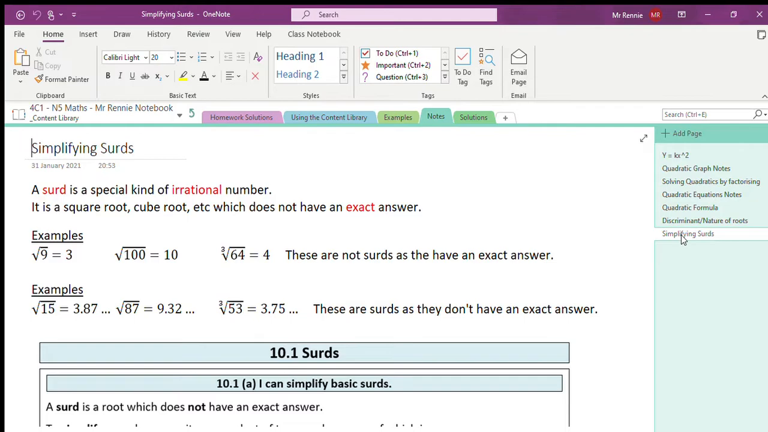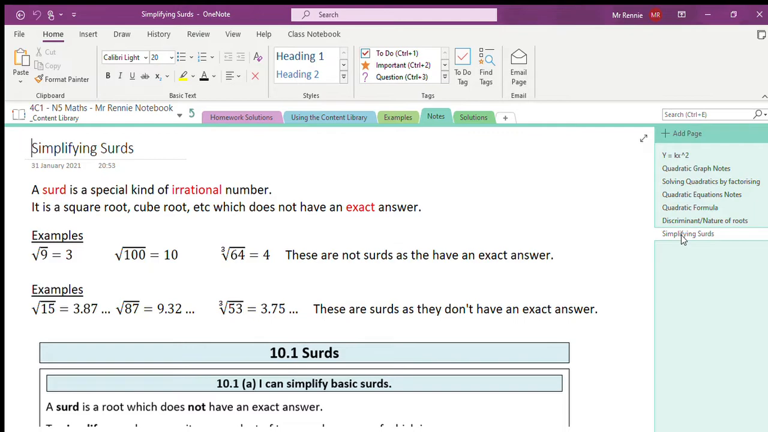Okay, so what a surd is, a surd is a special kind of irrational number. What that means is it's a square root, cube root, could be the fourth root, etc. But when we do that, it does not have an exact answer. If you look at the examples just below, if we did the square root of 9, we would get 3, if we did the square root of 100, we would get 10, and if we did the cube root of 64, we would get 4. And if you put them in your calculator, you can check, those are the answers there.